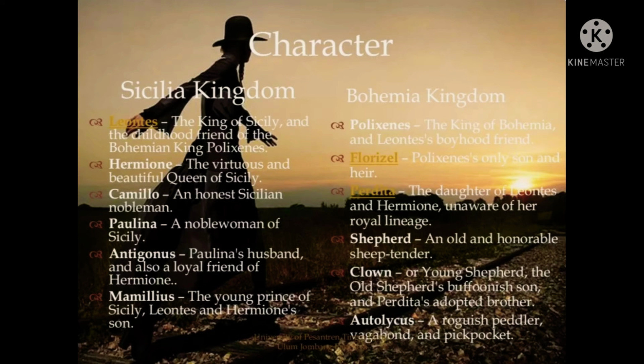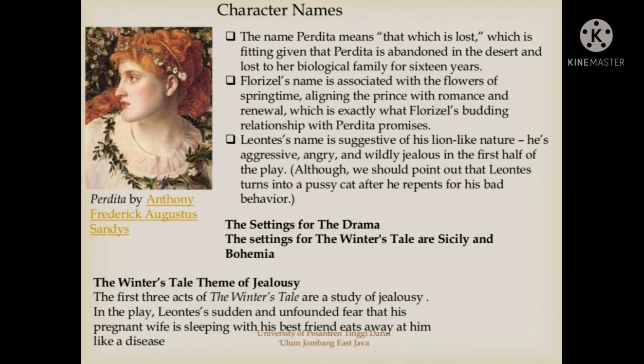It may be the shepherd's son, the old shepherd's buffoonish son, and Perdita's adopted brother, because the shepherd adopted Perdita in the deserted place. And another character is Autolycus, a roguish peddler, vagabond, and pickpocket. He was a minor character in this play.